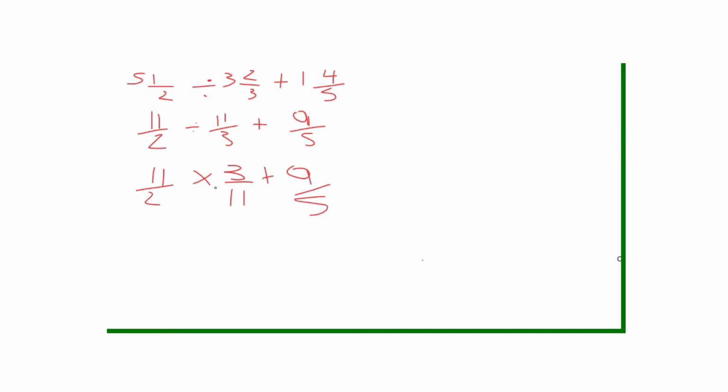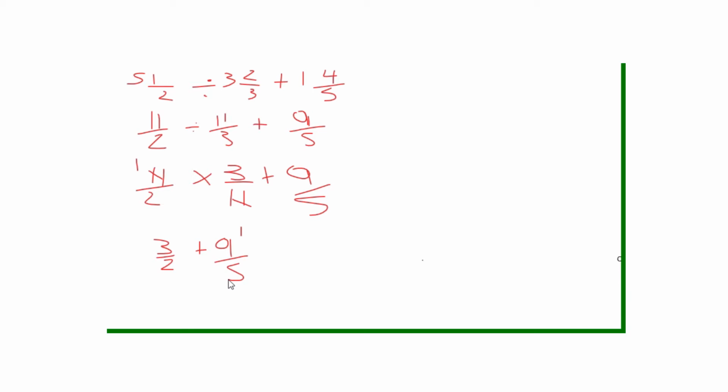Next, we can cancel out here. So we have 11 into itself 1, into itself 1. So that gives us 3 over 2 plus 9 over 5.